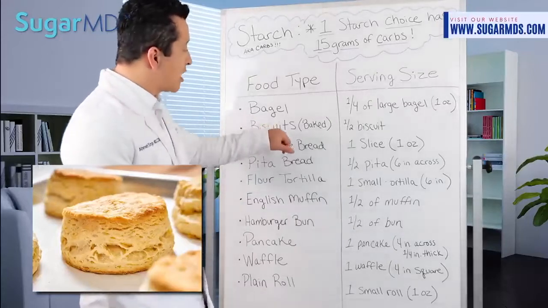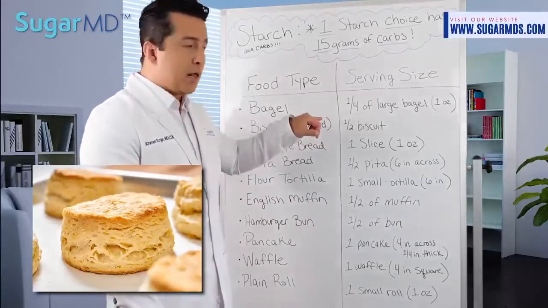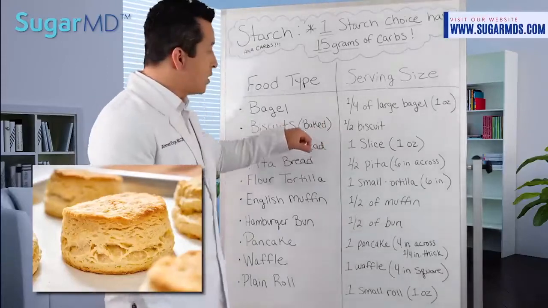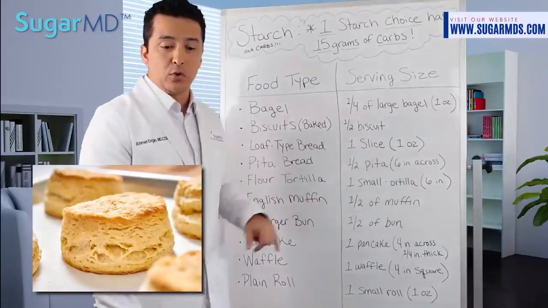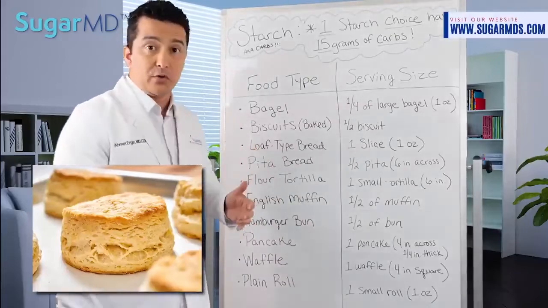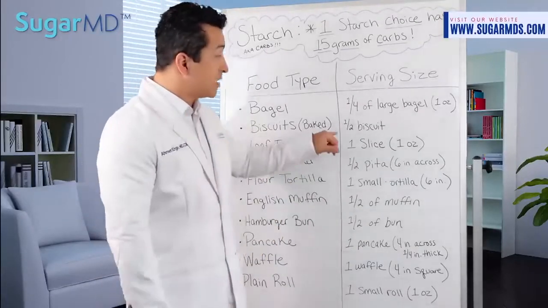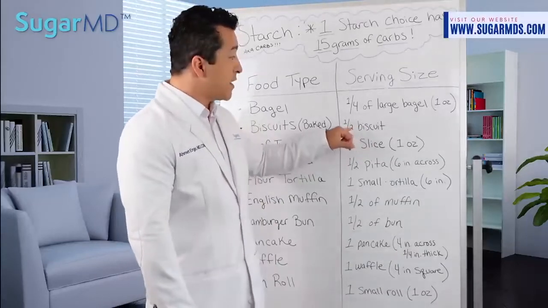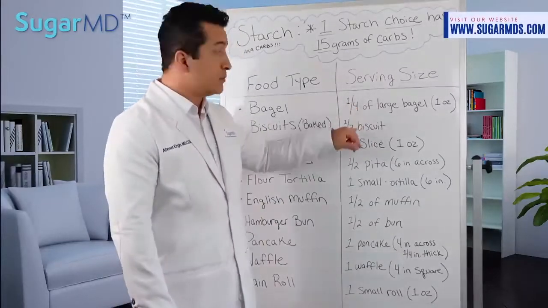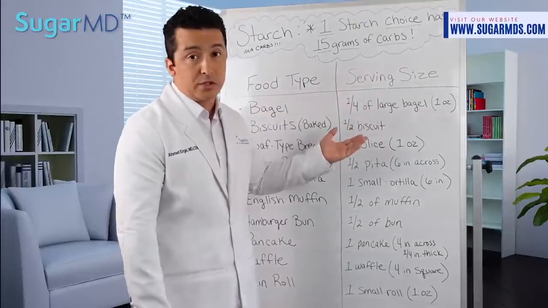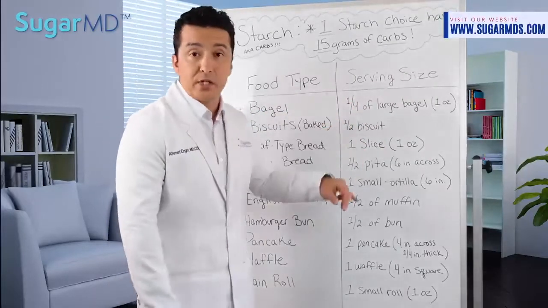So you may say, okay, I had a biscuit, I'm from Alabama, Mississippi, Florida, we love biscuits down here. Now, half a biscuit, for example, is going to be 15 grams of carbs. So a whole biscuit is going to be 30 grams. But I can tell you that the 30 grams of this biscuit is going to be way more influential in terms of spiking your blood sugar than the 30 grams, for example, of half a bagel. Half a bagel is 30 grams, and the full biscuit will be 30 grams.